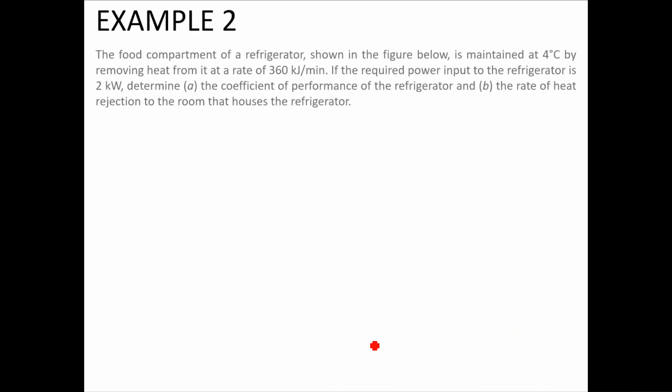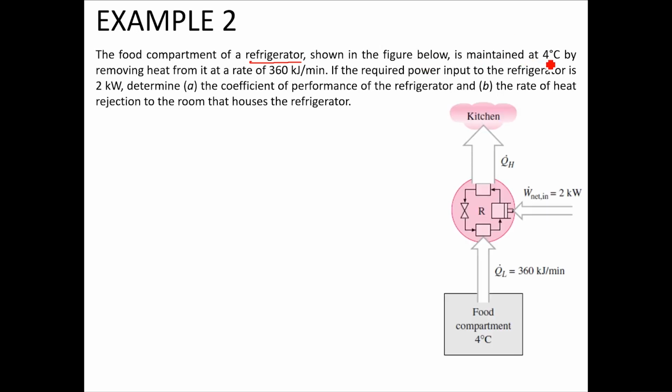Now, moving on to an example, let us have a look at this example. The example says that the food compartment of a refrigerator, as shown in the figure below, is maintained at 4 degrees centigrade by removing heat from it at a rate of 360 kilojoules per minute. So this is your food compartment, which is at 4 degrees centigrade, and the rate at which the heat is being rejected out of it is essentially 360 kilojoules per minute.